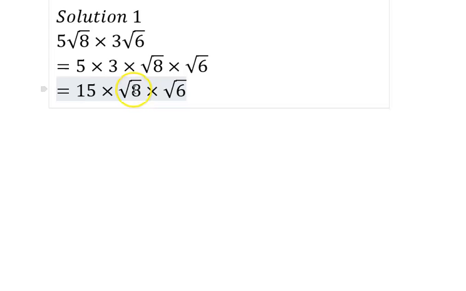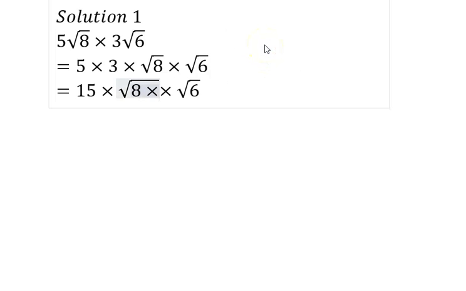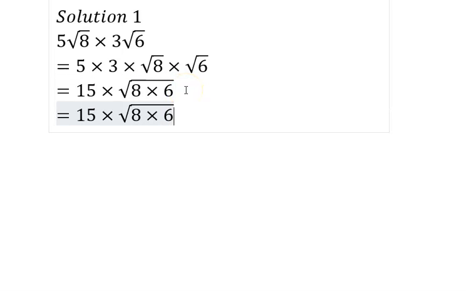Then this root 8 and root 6, you can bring them under the same root. Root 8 times root 6, that means this one has gone. You are still saying the same thing. 8 times 6 will give you what? 48. That means you are having 15 root 48.